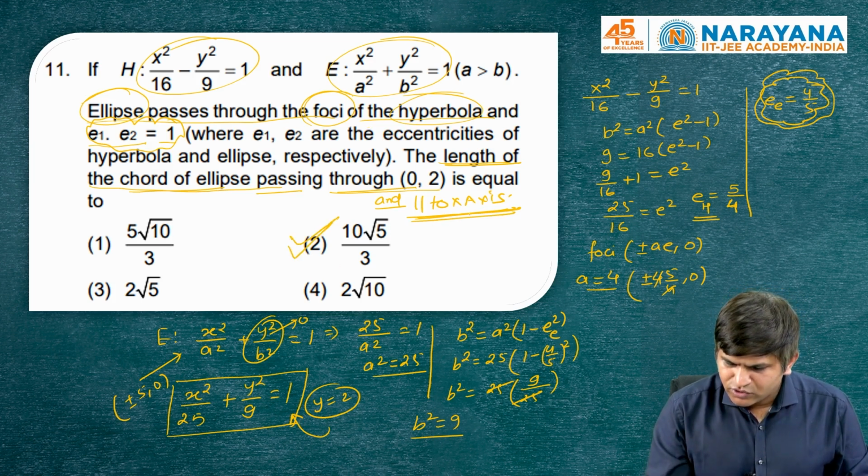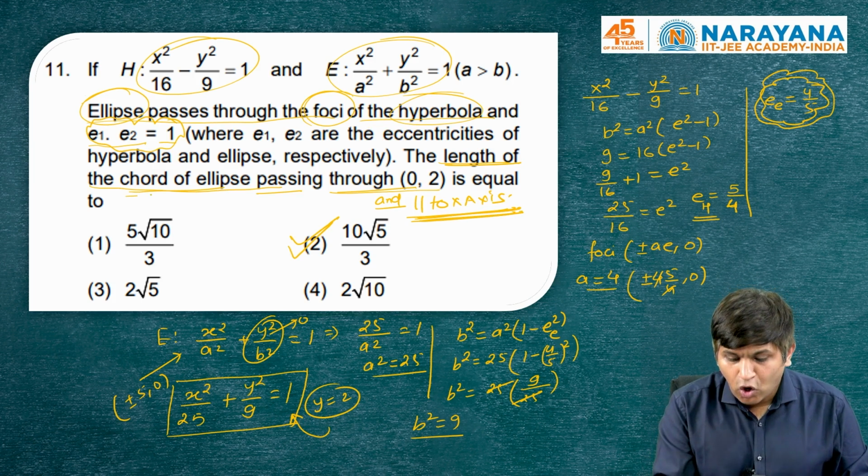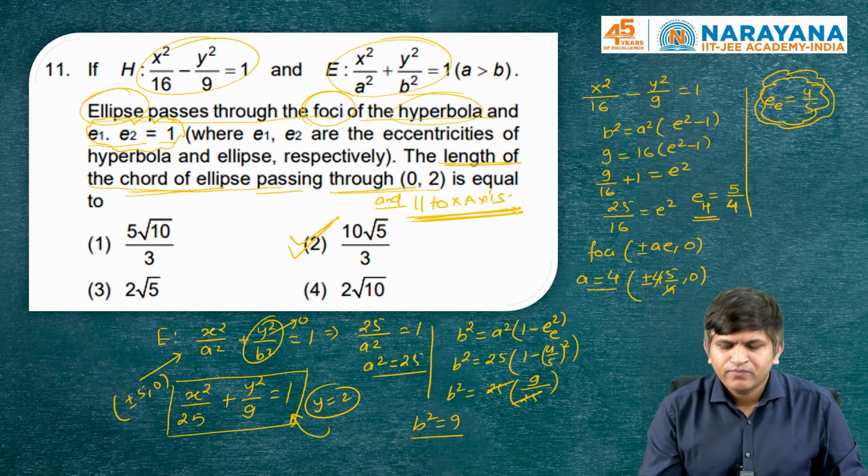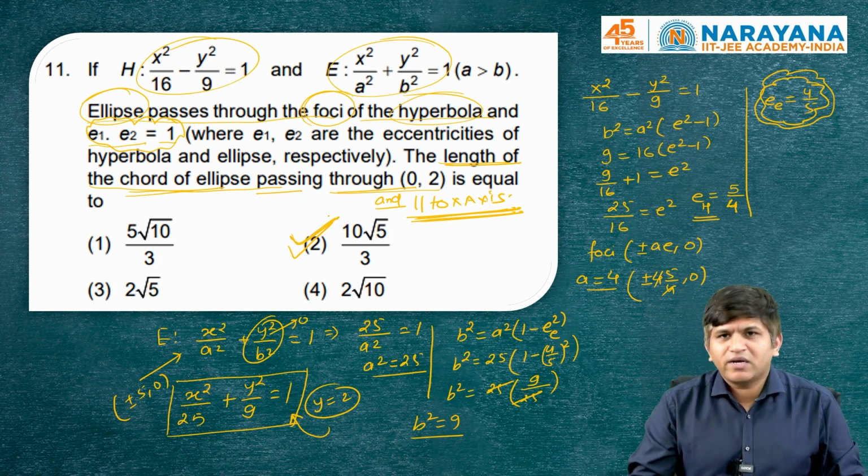So it has to be mentioned that this chord to the ellipse is passing through the point 0 comma 2, as well as it is parallel to x-axis. So this is a relatively easy problem.